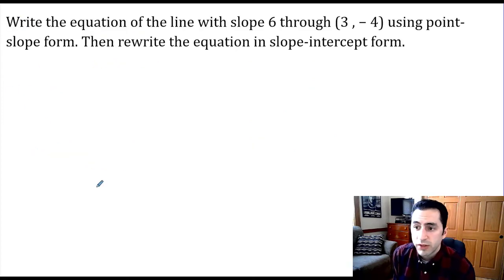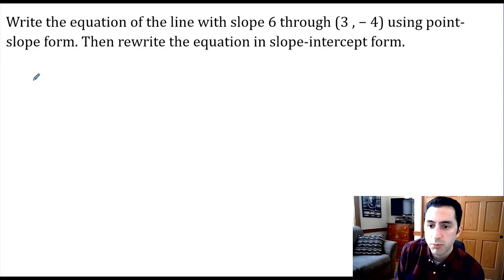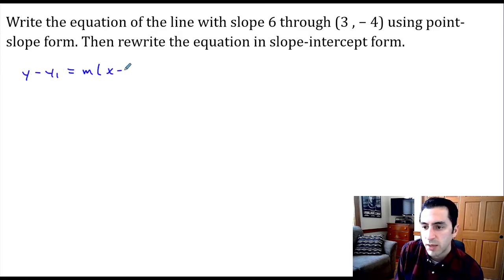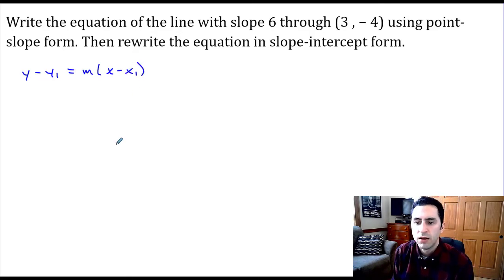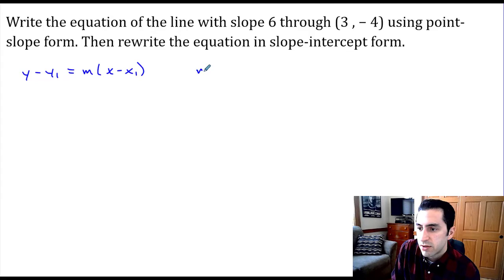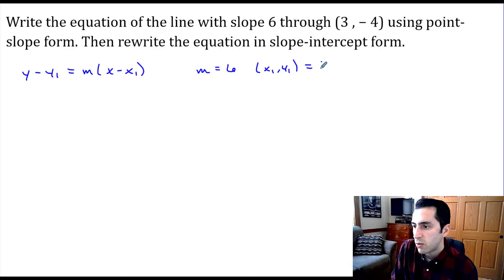So my first one, write the equation of the line with the slope of 6 through the point (3, -4) using point-slope form. And then I want to rewrite it into slope-intercept form. So again, point-slope form, y minus y1 is equal to m times x minus x1. The information we are given, a slope. The slope is 6, so that is our value for m. And then the point (3, -4), that's going to be our x1 and our y1. So x1 is going to be 3, and y1 is going to be -4.